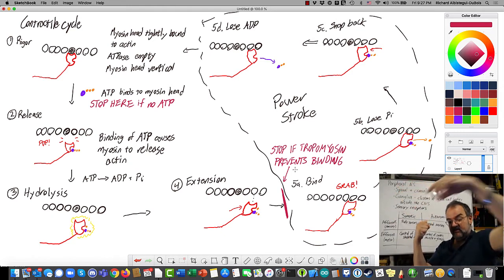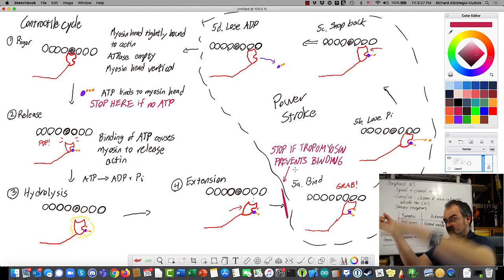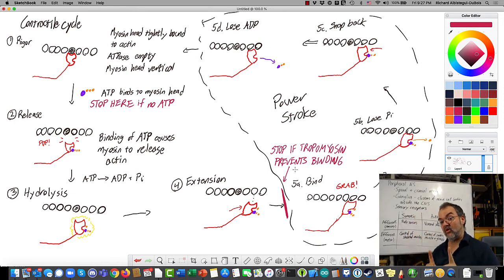Tropomyosin's still out of the way. New ATP comes in, release, hydrolyze, stretch out. Tropomyosin's still out of the way. Okay, bind, phosphate, bend, ADP. New ATP, release. And we'll keep doing that. Now remember, those calcium pumps are working.